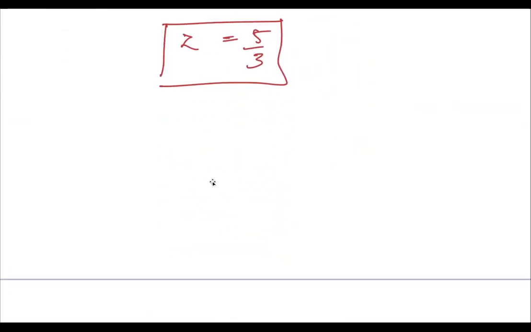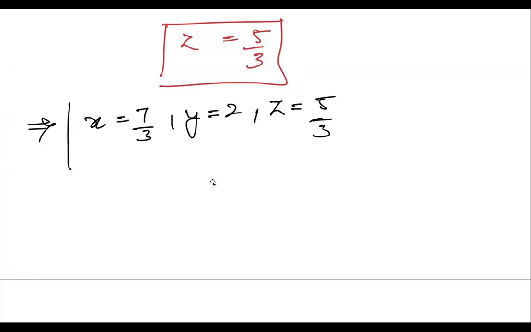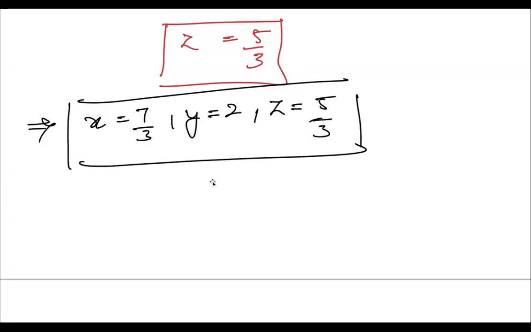So now what is our solution for these linear equations? The solution is x is equal to 7 by 3, y is equal to 2, z is equal to 5 by 3. This is the solution for our linear equations. Please tell me, is this clear?